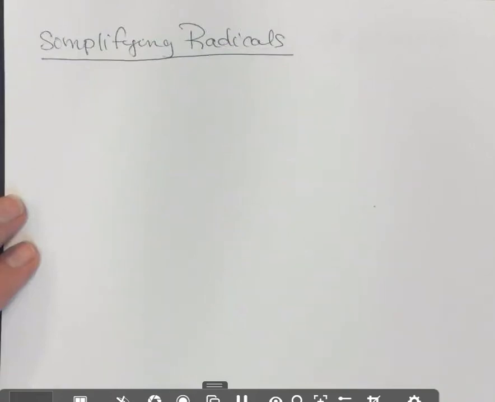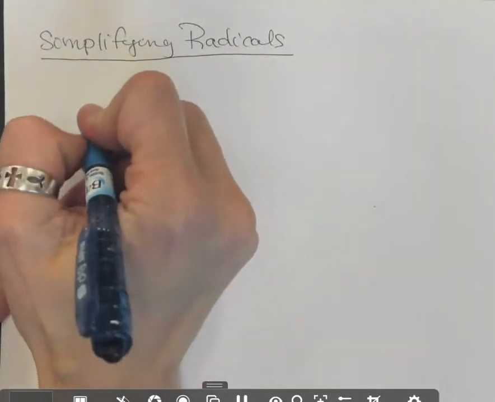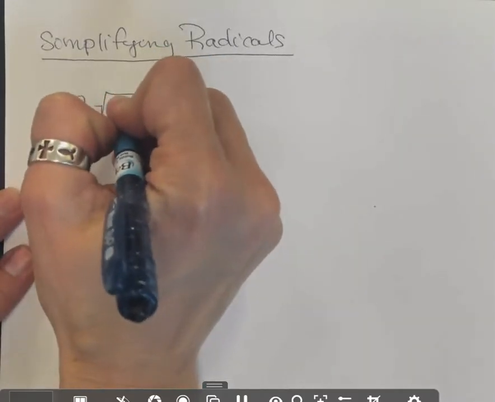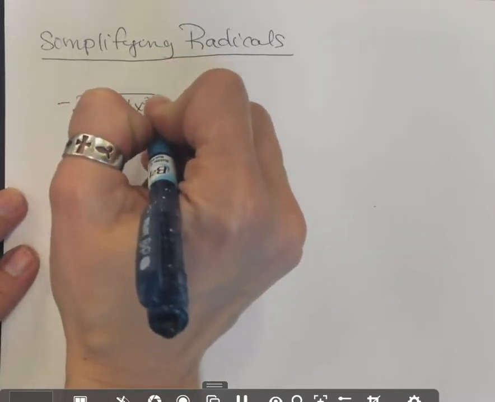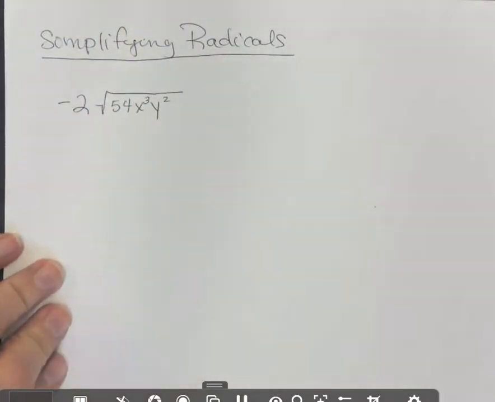We're going to take a look at how to simplify radicals. We're going to start with just a simple square root problem. So we have negative 2 times the square root of 54 x cubed y squared. So you have a couple different options.